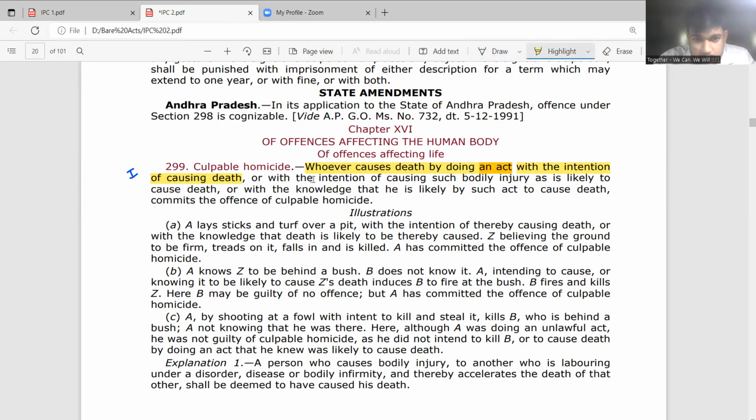Then, or with the intention of causing bodily injury as is likely to cause death. Now here intention to cause bodily injury is mentioned and not intention to cause death. Remember this thing. The intention which will be examined here is whether he had the intention of causing bodily injury. Thereafter we will be calling doctors or seeking expert opinion under section 45 of the Evidence Act. And this becomes part 2.